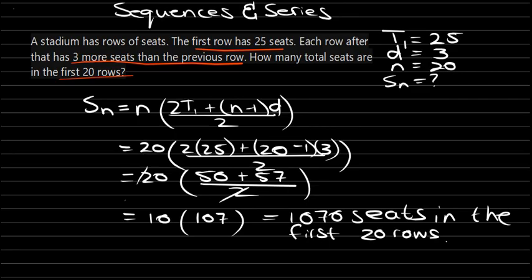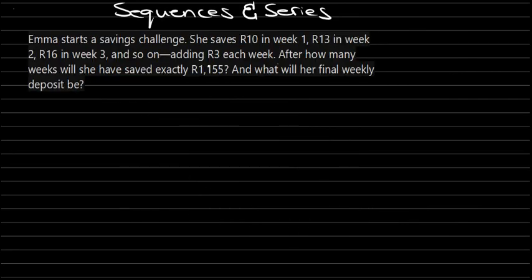There is another one that I would like for us to go through. This one is a bit more involved. Let's see what it says. Emma starts a savings challenge. She saves 10 Rand in week 1, 13 Rand in week 2, and 16 Rand in week 3, and so on, adding 3 Rand each week. After how many weeks will she have saved exactly 1,155 Rand? And what will her final weekly deposit be?